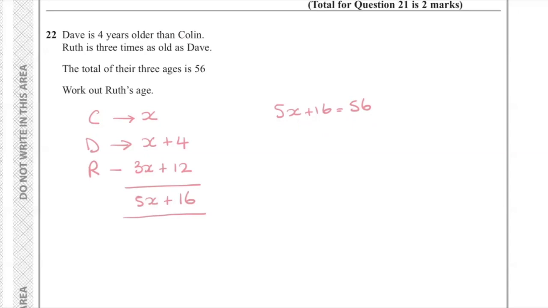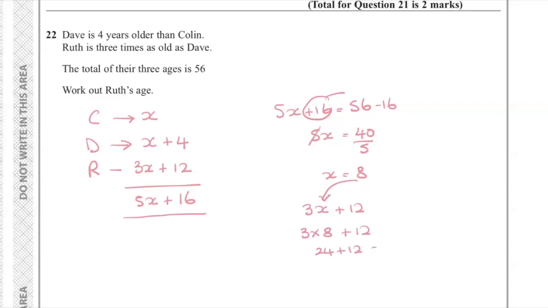And I'm just going to solve this. So I'm going to take off the 16, to leave me 5x on this side equaling 40. Divide through by the 5 and x is equal to 8. Now, top tip, always check the last line because you could easily stop at this stage. You feel like you've done a lot and it feels like we've worked out x, so we've kind of finished, but we haven't. We want Ruth's age. Ruth in algebra is 3x plus 12. Obviously, we now know the x is 8. So it's 3 times 8 plus 12, which is 24. Add on your 12, and she is 36.